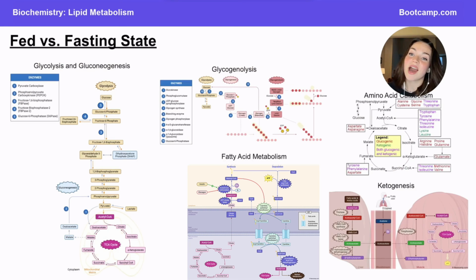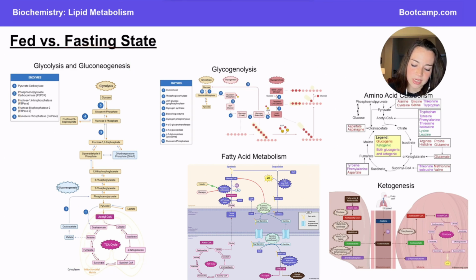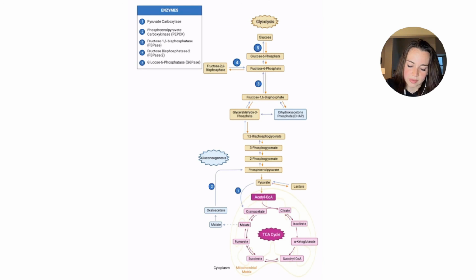So I put together a compilation of a lot of the different pathways we're talking about here, just so you have them all in one place for reference. And if you check out our diagram on the left here on glycolysis and gluconeogenesis, anaerobic metabolism takes place outside of the mitochondria and forms lactate, as opposed to aerobic respiration, which will form pyruvate and enter the mitochondria and run through the TCA cycle.